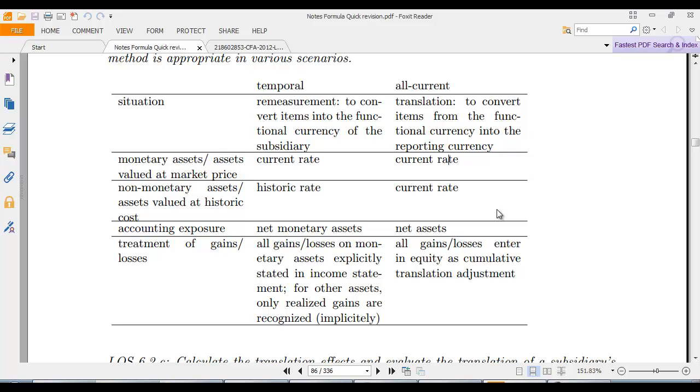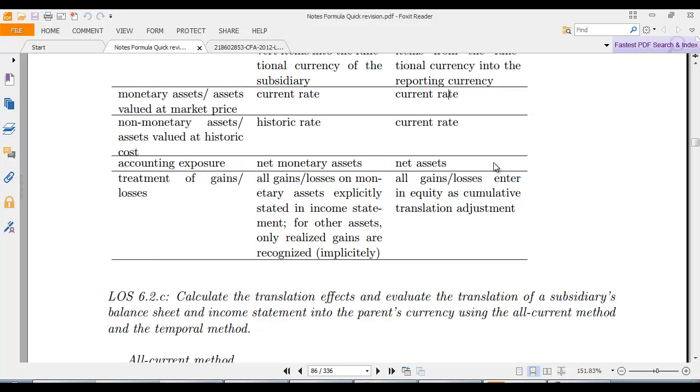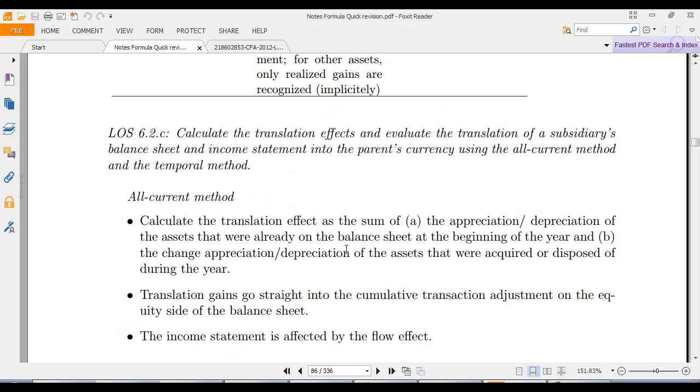Things that are not taken average of. All gain or loss enters as a cumulative adjustment in the balance sheet, or is explicitly stated in the income statement for the asset only when realized. Okay? So one would make your net income fluctuate, the other would not make your net income fluctuate. Calculate the translation, evaluate the transaction, subsidiary balance sheet, income statement into parent using the all current method and the temporal method.